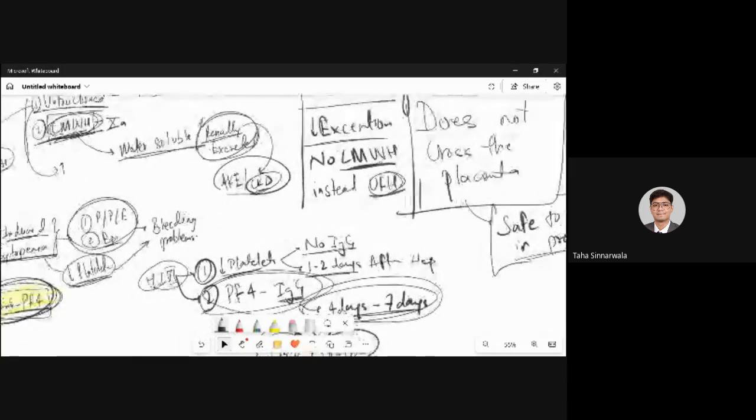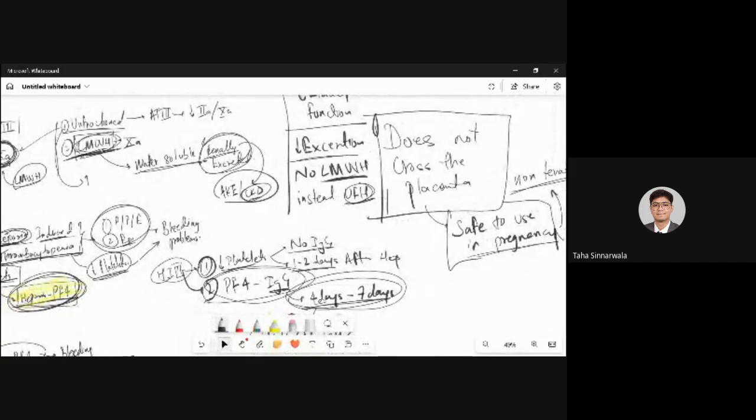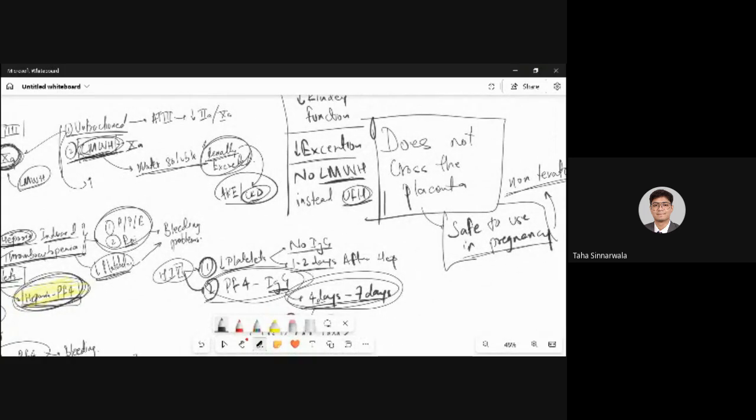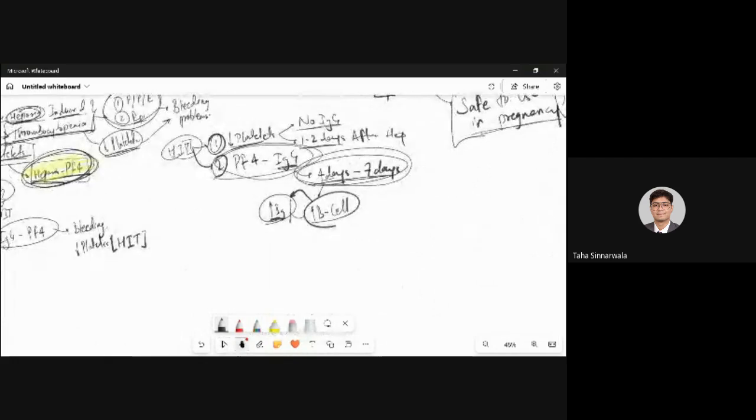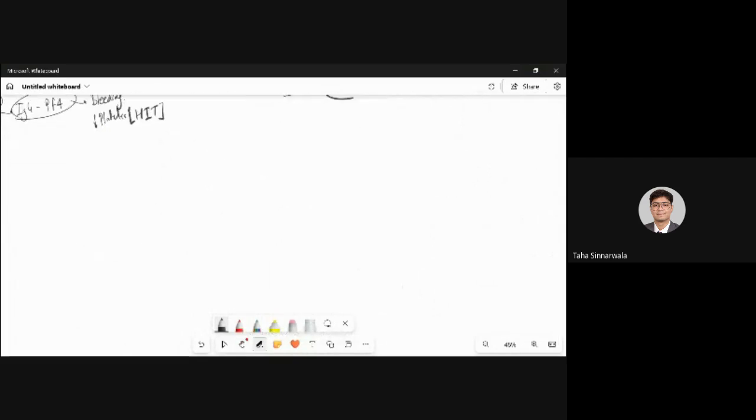Now let's talk about warfarin. Now, one of the first things that I want to tell you about warfarin is that it is a medication which has a low therapeutic index.